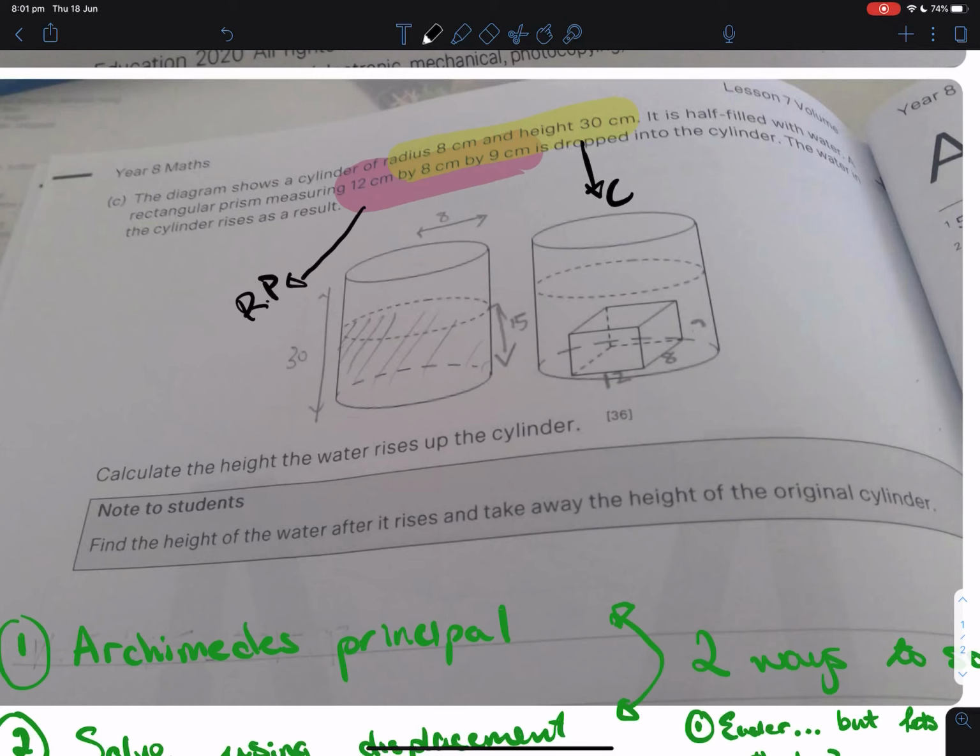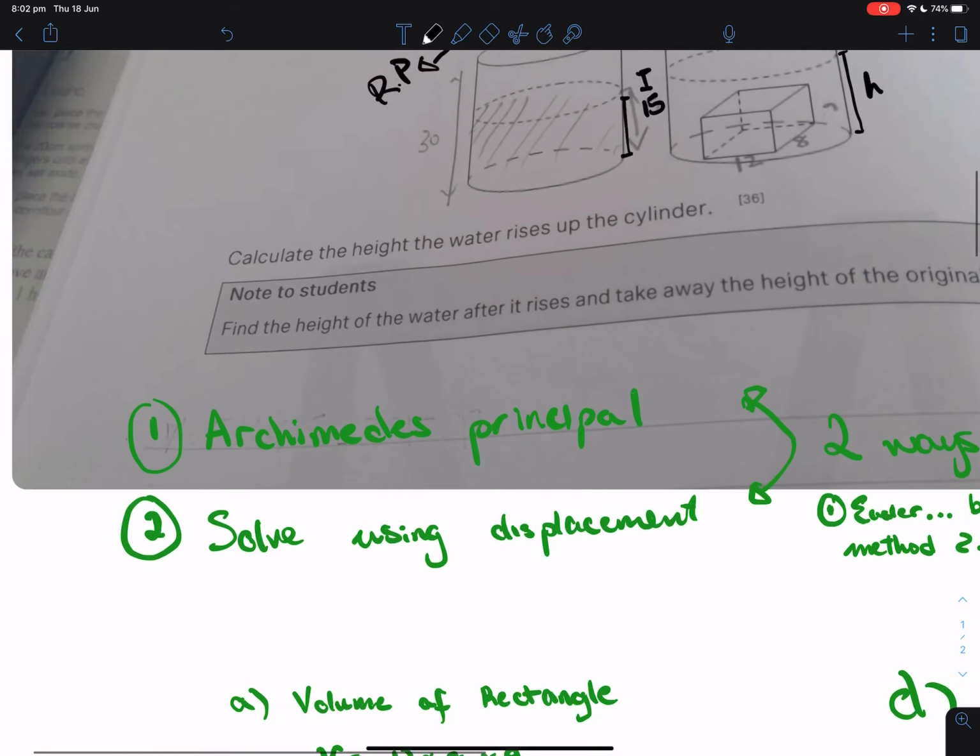So what is it saying? We have a height here and a height here. The original was 15 centimeters. The new one will rise after we submerge a brick, like a rectangular prism, and the new height is here. What it wants us to find is the difference between these two heights. So how do we find the new height?